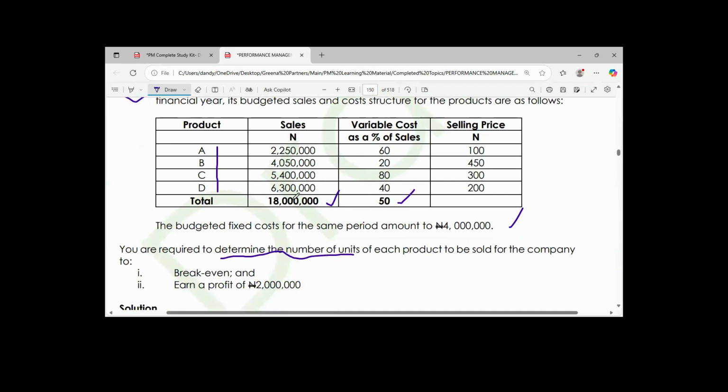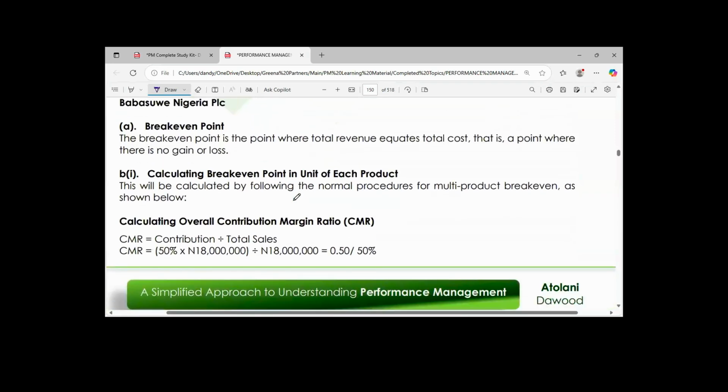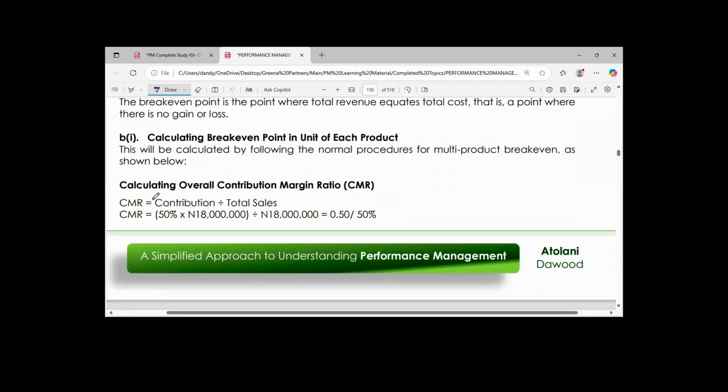Now you know that sales minus variable cost will give you contribution. All right. So since you have been given the percentage of variable cost to be 50%, it means that contribution margin ratio is also 50%. Okay. So let's see the way I answered that. It's the same thing I just mentioned here. Overall contribution margin ratio, which is total contribution divided by total sales. All right. So which is 50%. No need to stress yourself.